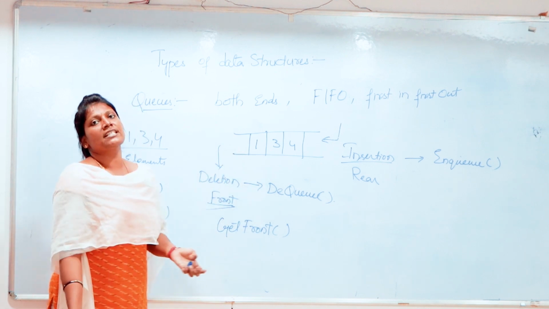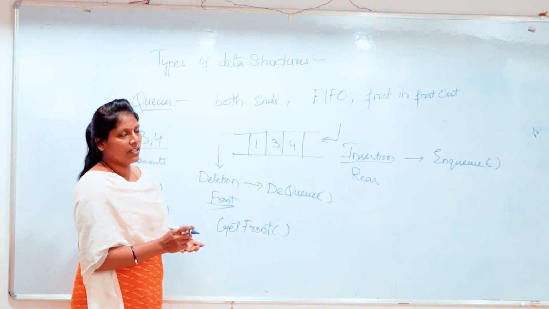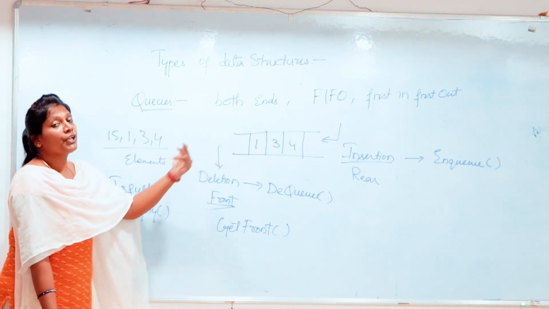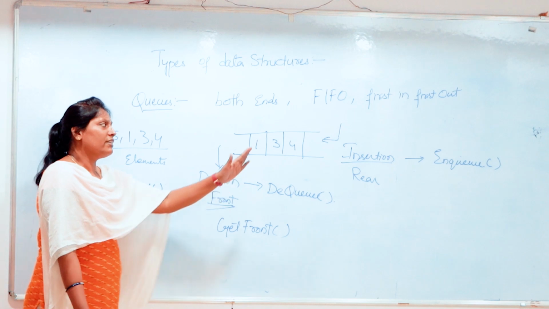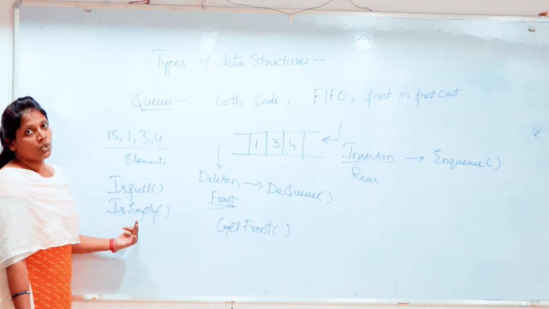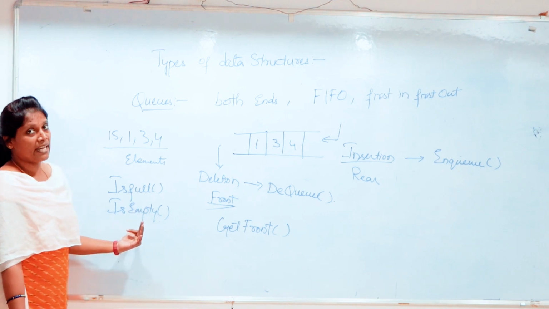If the queue is already empty, there are no elements to delete in our queue, so the deletion operation is not possible if that queue is empty. So for that reason, for insertion, deletion and get front, we will be checking these two conditions, that is the full and the is empty functions.